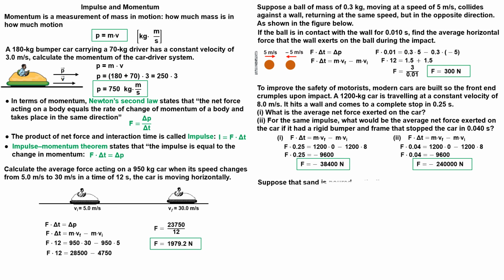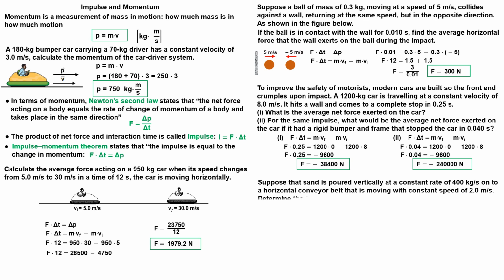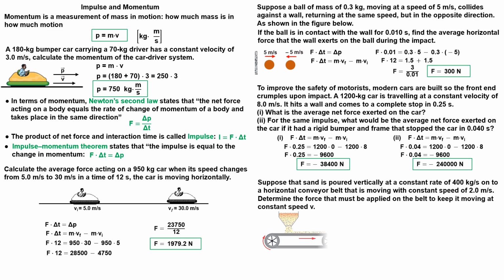Suppose that sand is poured vertically at a constant rate of 400 kilograms per second onto a horizontal conveyor belt that is moving with constant speed of 2 meters per second. Determine the force that must be applied on the belt to keep it moving at constant speed v. This is a very popular exam question and is not so hard to solve.